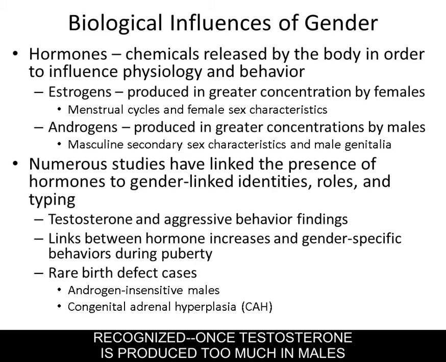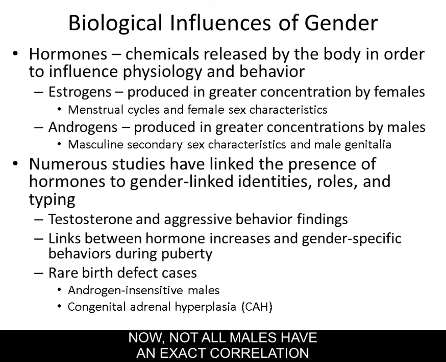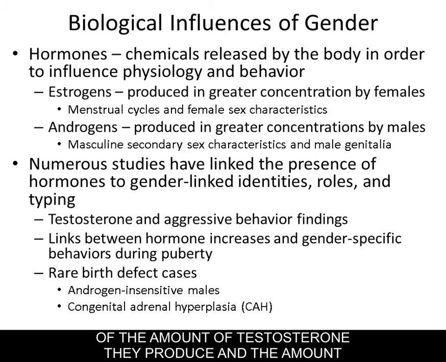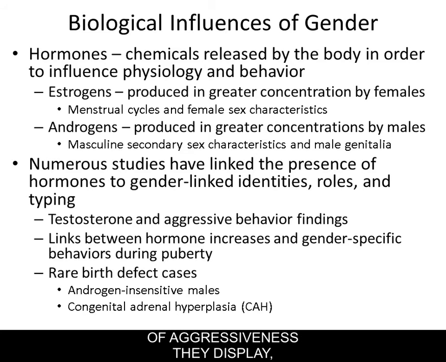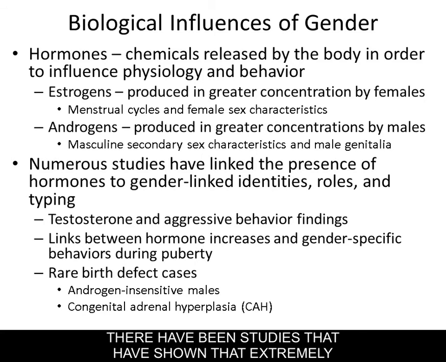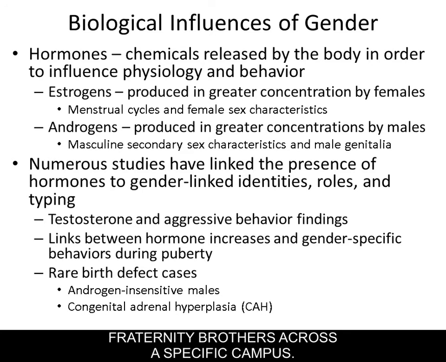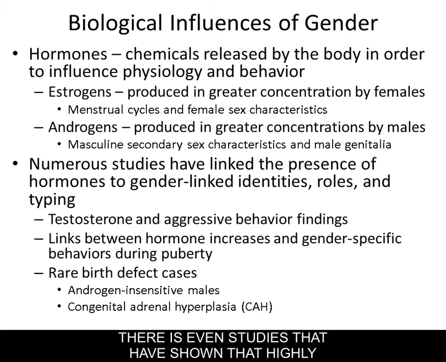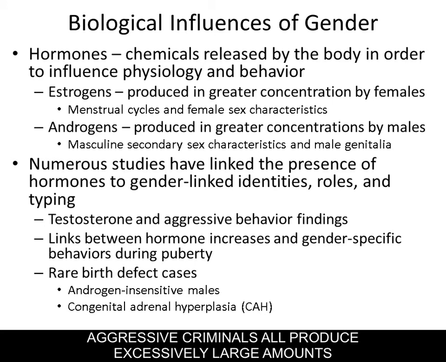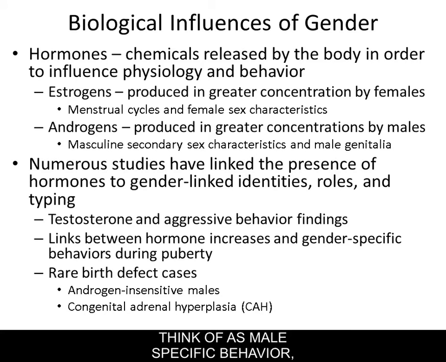Once testosterone is produced too much in males, you get a great amount of aggression. Now, not all males have an exact correlation between the amount of testosterone they produce and the amount of aggressiveness they display. But when you see extreme cases of aggression, there've been studies that have shown that extremely aggressive fraternity brothers, in a specific study looking at fraternity brothers across a specific campus, and even highly aggressive criminals all produce excessively large amounts of testosterone. So we link this idea of androgen production with what we usually think of as male-specific behavior.